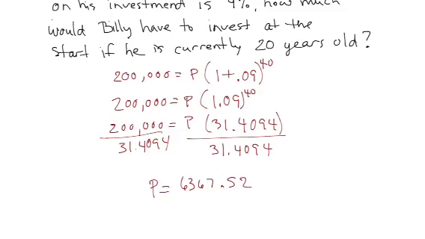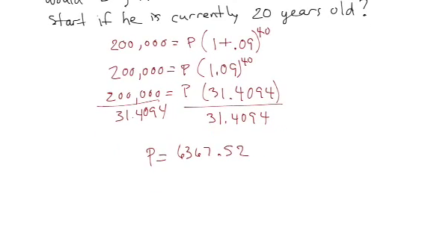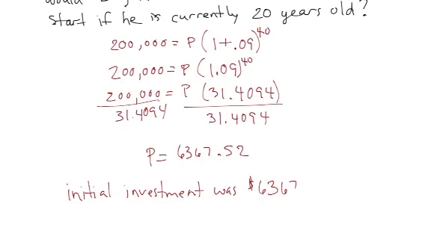My answer is $6,367.52. So that means his initial, whoa, I can't spell. Maybe the bell threw me off. Let's try this one more time. His initial investment was about $6,367.52.